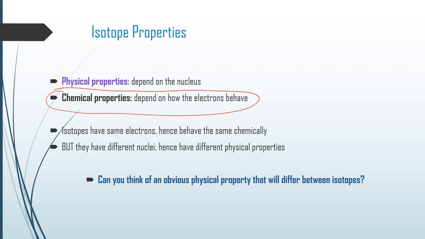Physical properties depend on the nucleus. So in this case, they're going to be a little bit different. They will weigh a little bit more, and their density will be slightly different. They have exactly the same number of electrons, and they have a different nuclei structure. So this means that we get a mass structure which is different.